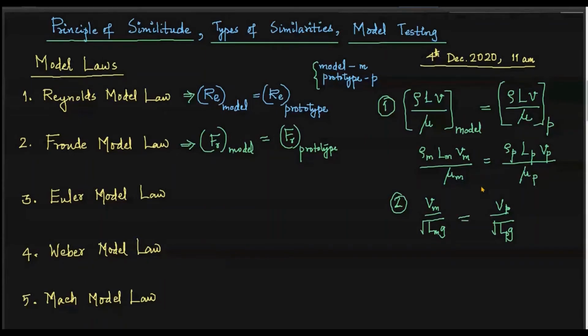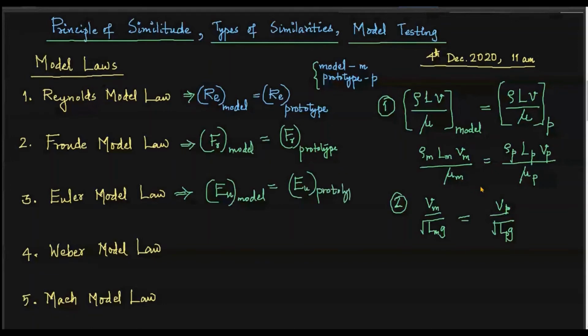And then similarly, you have the Euler model law. It's very simple. So the Euler number, say E or E suffix R or EU. I think we have written EU. Okay, so the Euler number of the model must be the same as the Euler number of the prototype. That is about the Euler model law.